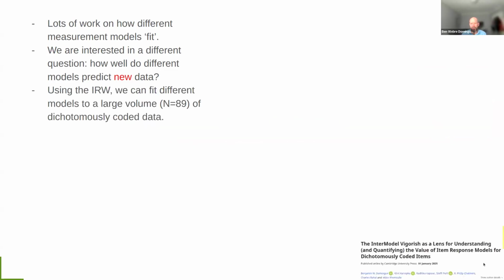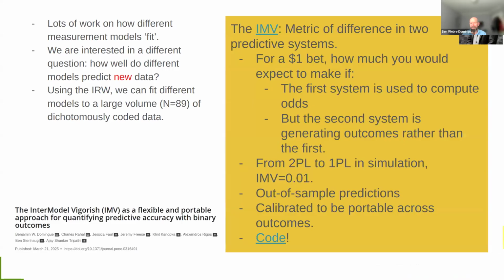In particular, I want to talk a little bit about a paper that came out last summer that uses 89 data sets from the IRW, where you have dichotomously coded responses, and we're looking at applications of different IRT models to predict responses from these data sets. Now, here's the part I'm really excited about.